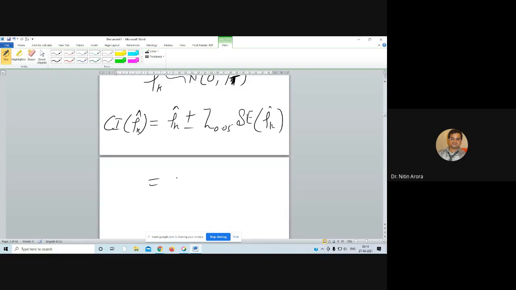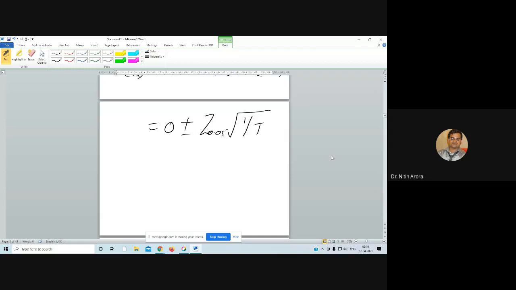Now, since rho k cap is having mean 0, so 0 plus minus z 0.05 times the standard error, which is under root variance, and under root variance is under root 1 upon t. So my rho cap will be distributed with, if I'm using z 0.05 as 1.96, can I write it as minus 1.96 into under root 1 upon t less than equal to rho cap less than equal to 1.96 under root 1 upon t. This would be the confidence interval for each rho cap.